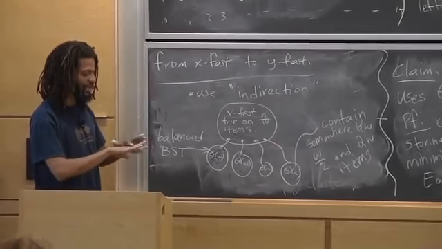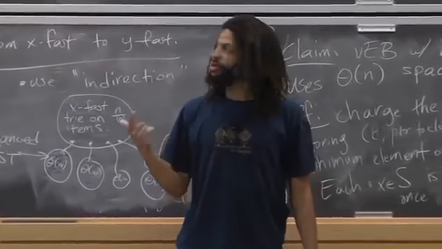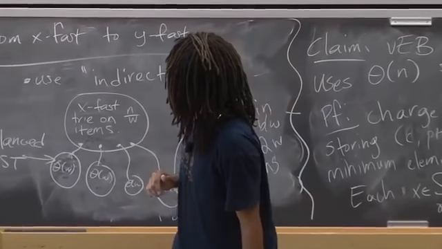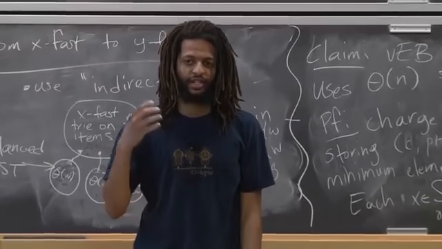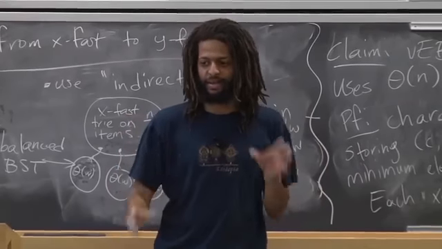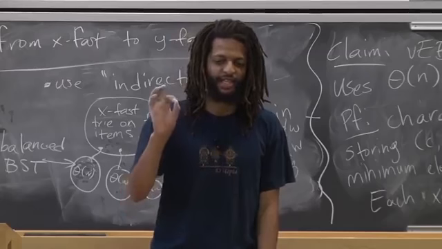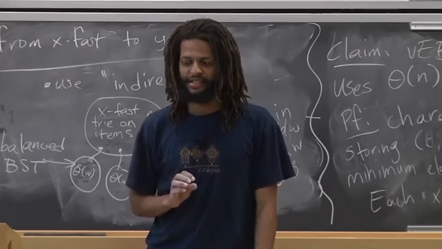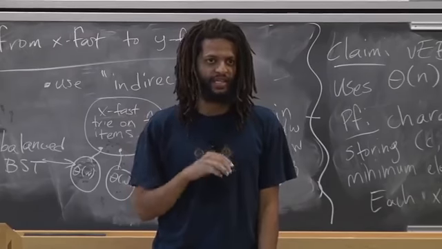Actually, I do want to say one thing. I told you the bounds for fusion trees, and I told you the bounds for van Emde Boas trees. There's actually a paper that shows a matching lower bound, which shows that you can never do better than the min of van Emde Boas and fusion trees, or a slightly tweaked version of van Emde Boas. So these are known to be optimal for linear space, or for nearly linear space data structures.